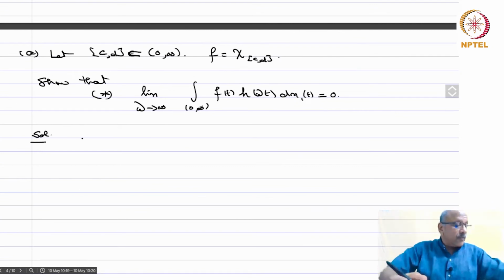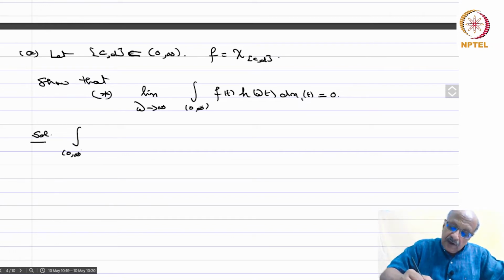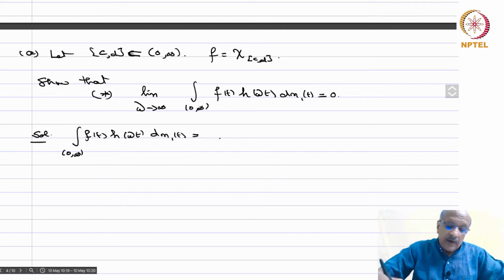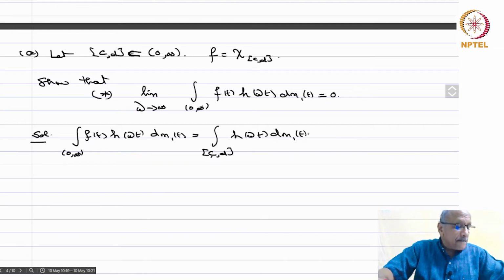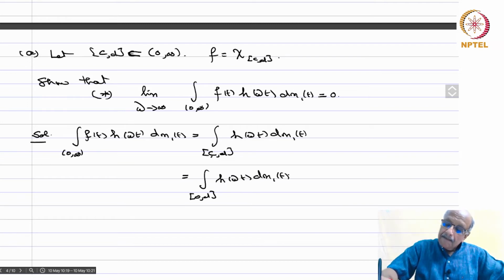Solution. So let us take the integral from 0 to infinity of f(t) h(ωt) dm1(t), which equals the integral over (c, d) of h(ωt) dm1(t). That's equal to the integral from 0 to d of h(ωt) dm1(t) minus the integral from 0 to c of h(ωt) dm1(t).